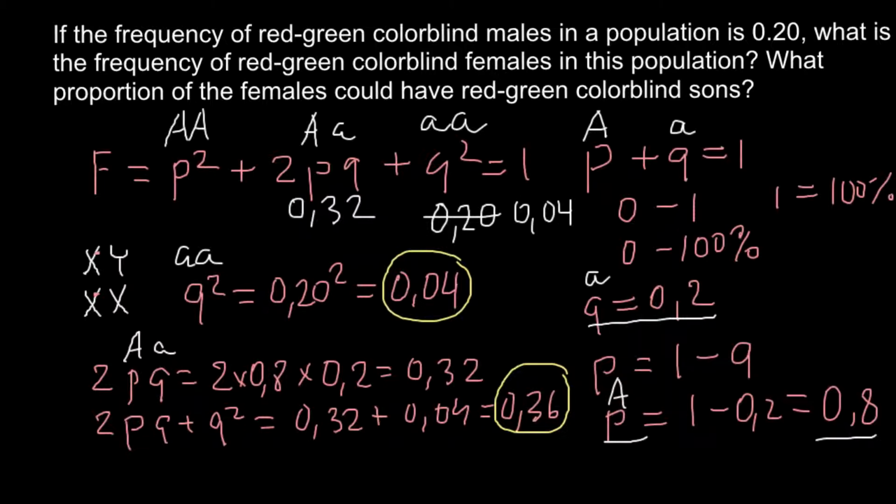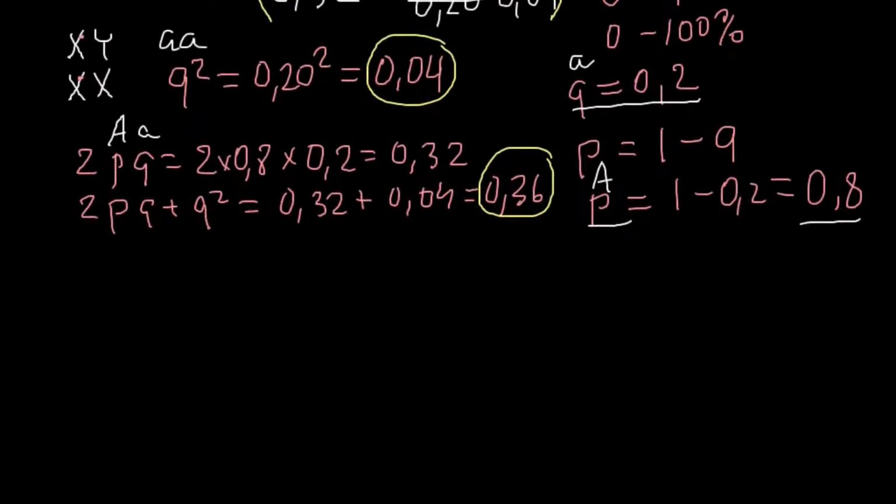0.04, and both of these two groups of females would be able to have sons that are going to express this genetic disorder. Homozygous recessive females would have 100% sons that are going to express this genetic disorder, and females that are heterozygous for this genetic disorder would have a 50% chance that their sons would express this genetic disorder. And here is the explanation why.